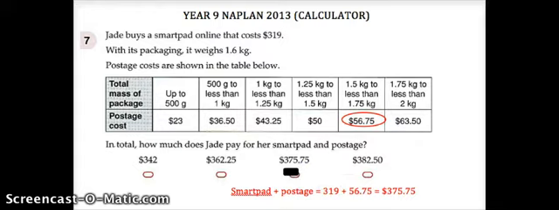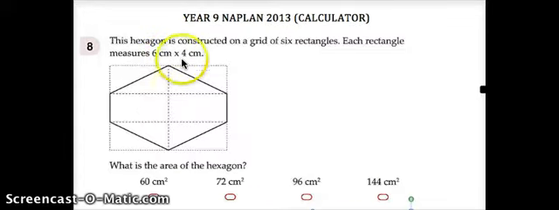Okay, now for the next question. Question 8 of the 2013 calculator paper. This hexagon is constructed on a grid of 6 rectangles. See, we can see the 6 rectangles here. 1, 2, 3, 4, 5, 6. Each rectangle measures 6 centimetres by 4 centimetres. So we've got 6 centimetres times 4 centimetres, 6 centimetres times 4 centimetres, etc. What is the area of the hexagon? Pause the video and attempt the question.